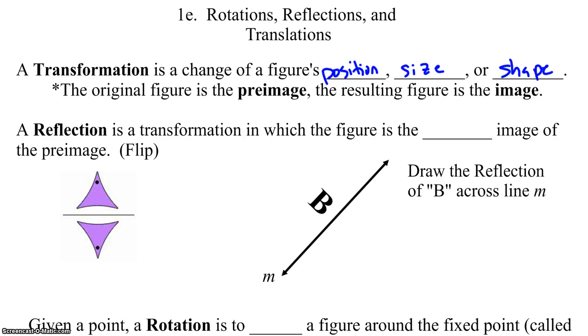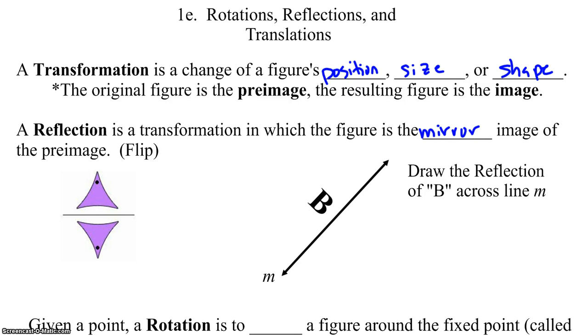A reflection, just like your reflection in the mirror, it's just you kind of reversed around. That's what a reflection is in geometry as well. A reflection is a transformation in which the figure is the mirror image of the pre-image. So a way to think about that is that you're just flipping it around.